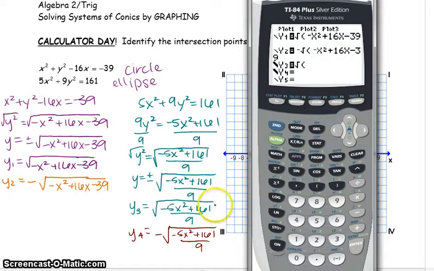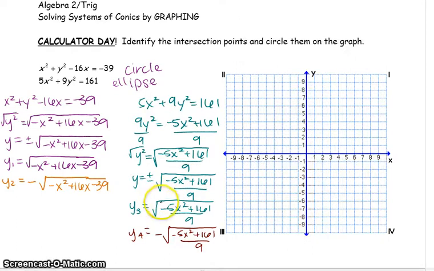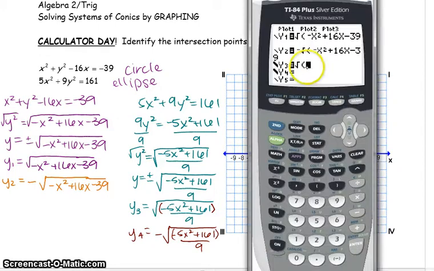Now, since this is a fraction, what we need to do is put parentheses around our numerators, okay, because our calculators are pretty smart. So we need to make sure that it knows that this negative 5x squared plus 161 is all in the numerator and the 9 is in the denominator. So we need to add parentheses there and add parentheses for our y4 equation as well. So make sure you have your second set of parentheses there.